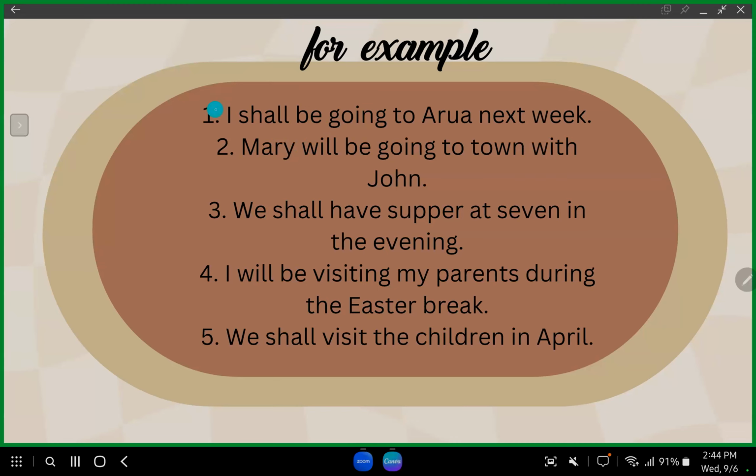Then here it says Mary will. An alternative for the pronouns I, he, she, you can use somebody's name and say will. Mary will, or Isaac will. Then number 3 says we shall have supper at 7 in the evening. Not we will, but we shall have supper at 7 in the evening. I will be visiting my parents during the Easter break, and we shall visit the children in April.